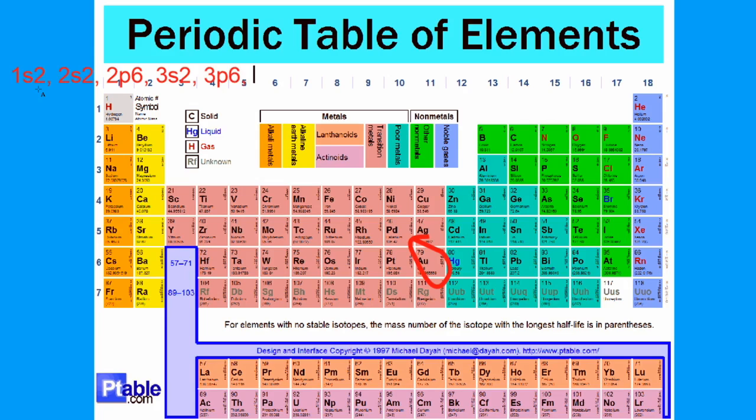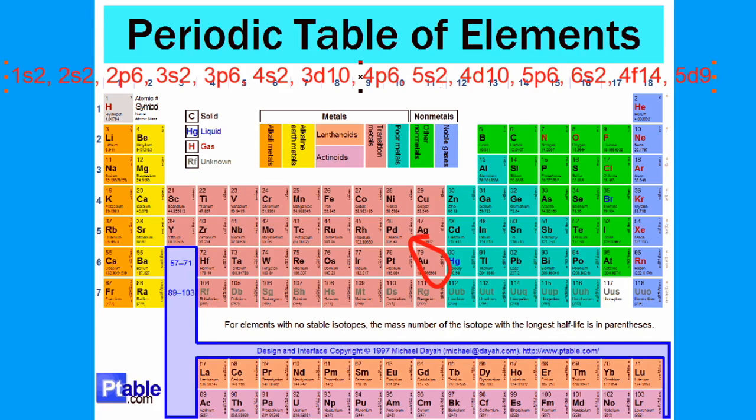3p6, 4s2, 3d10, 4p6, 5s2, 4d10, 5p6, 6s2, 4f14, 5d9, which would be your final gold electron configuration. So this would be the full electron configuration for gold, with the individual being 5d9.